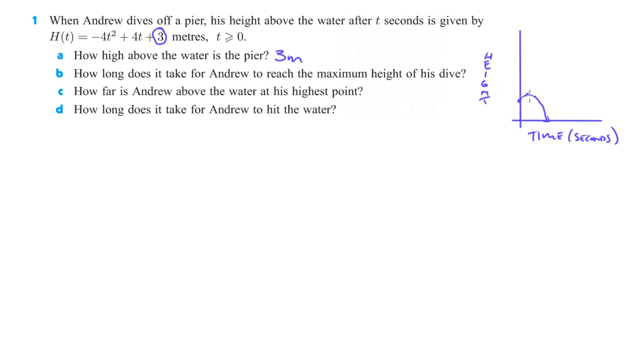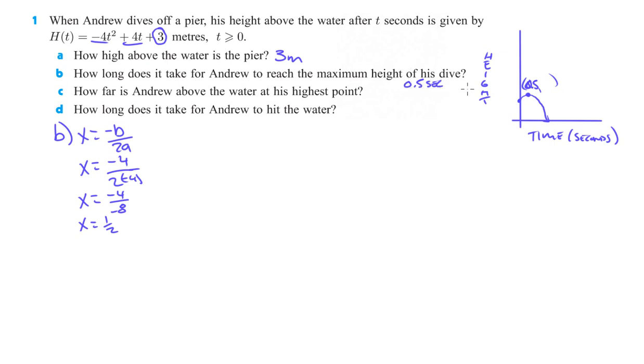We want to know what this point is right here, so that's the vertex. For that, we're going to use x equals negative b over 2a. In this case, negative 4 over 2 times negative 4. So x is negative 4 over negative 8, which is 1/2, or 0.5. So how long does it take for Andrew to reach the maximum height of his dive? 0.5 seconds. He's going to go up for 0.5, and then he's going to come back down.